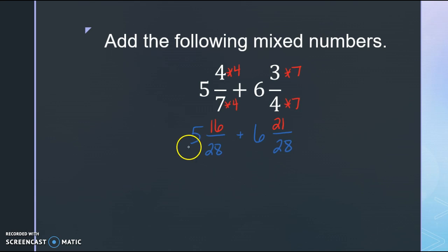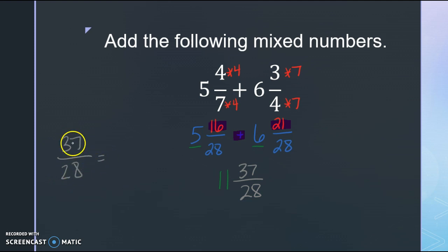Our next step is to add the whole numbers. 5 plus 6, which gives us 11. Then what we need to do is add our numerators. So 16 plus 21. And we get a total of 37 over 28. So again, we have this case where our fraction is an improper fraction. I'm going to go to the side again, make it a little bit easier. We have some more room.